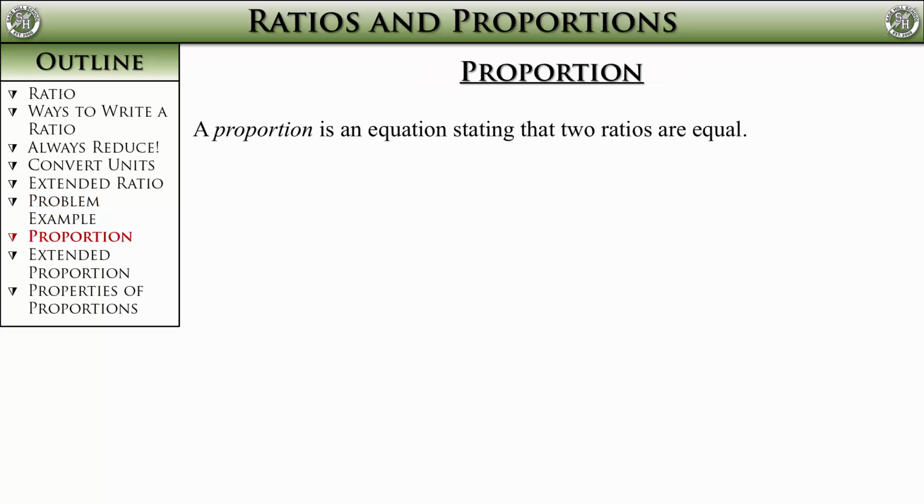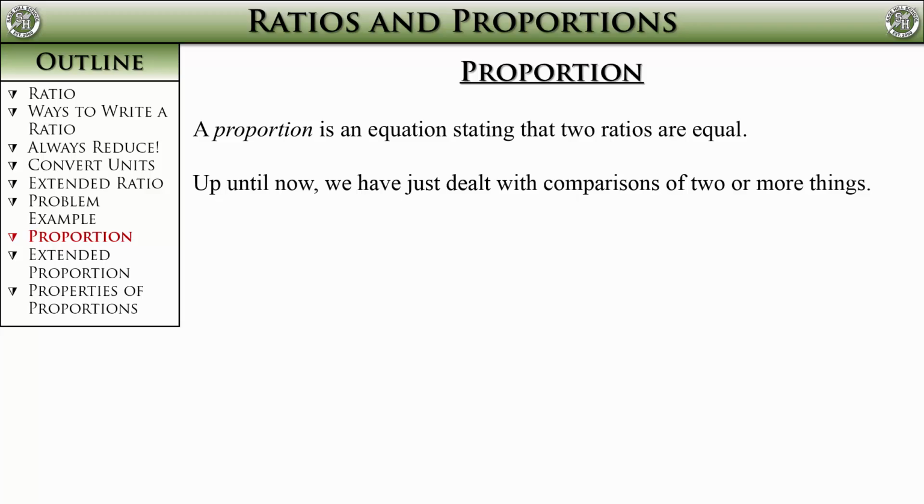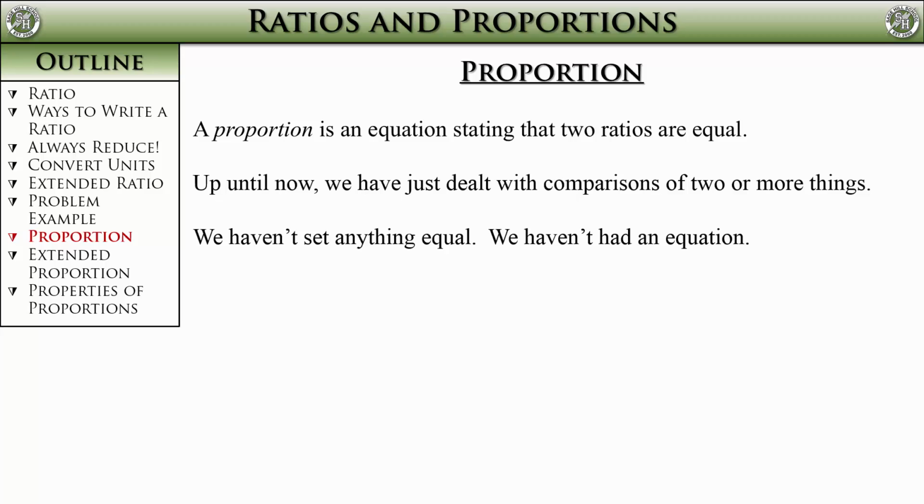A proportion is an equation stating that 2 ratios are equal. Up until now, we have just dealt with comparisons of 2 or more things. We haven't set anything equal. We haven't had an equation. And math class often deals with equations. You might have noticed, we haven't had an equation yet, until now.